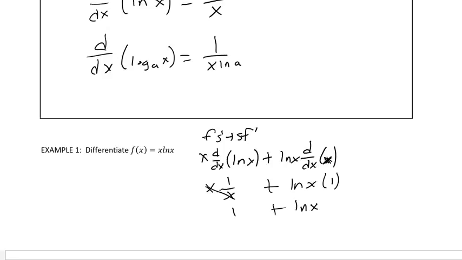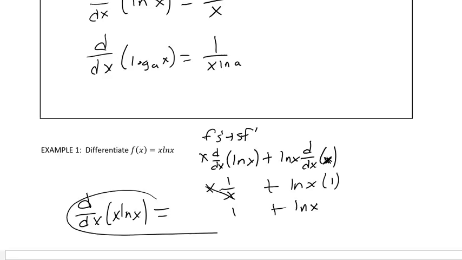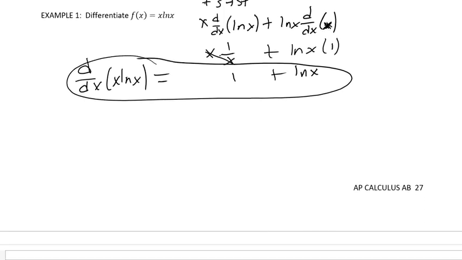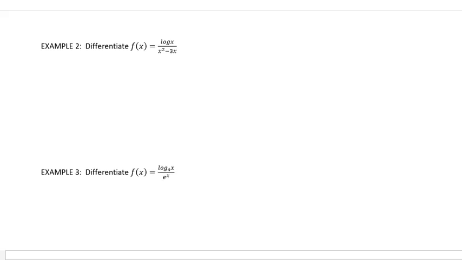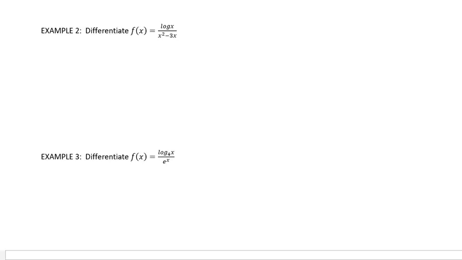So the derivative of x natural log of x is 1 plus natural log of x. Let's look at another example. This time we need the quotient rule. Log of x over x squared minus 3x.